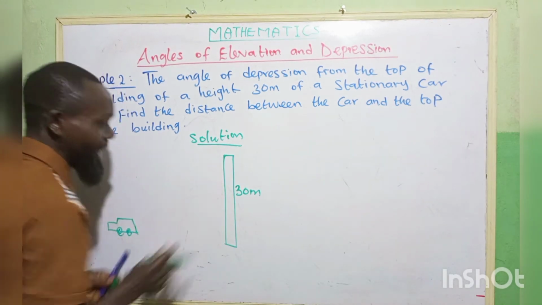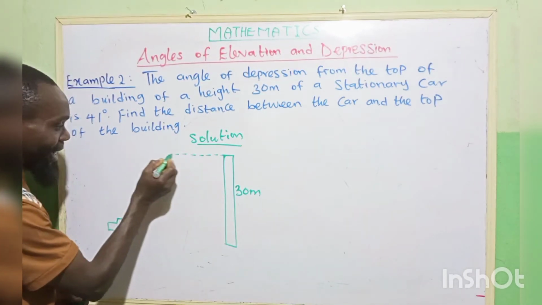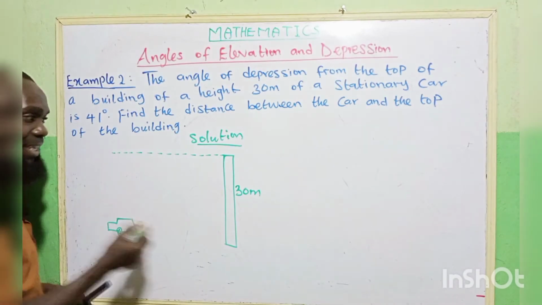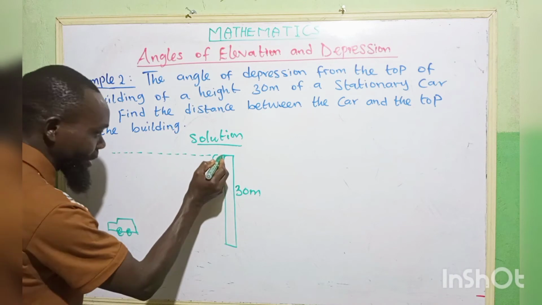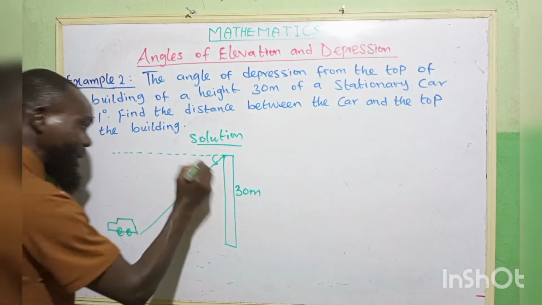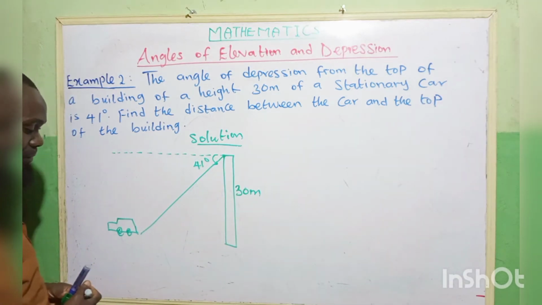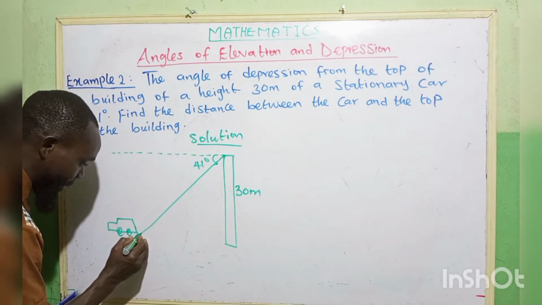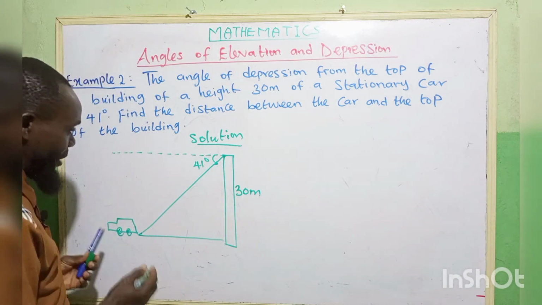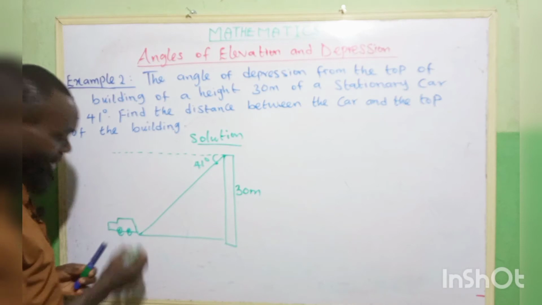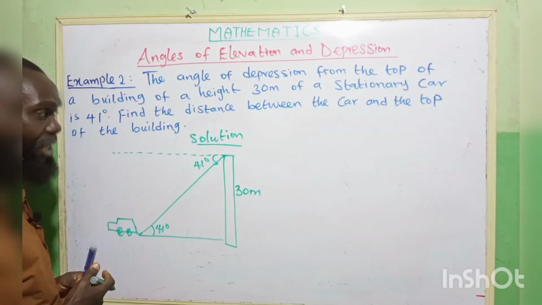And if you look at our previous explanation, we're going to have a horizontal line here from this building. Since it's depression, I'm going to check the car at this point. So the angle here is 41 degrees and the height of the building is 30 meters. Now, let us complete this. When you complete this, since this angle is 41 degrees, this angle will also be 41 degrees, which means alternate angles are equal.